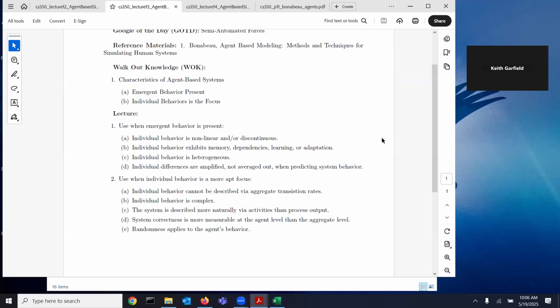System is described more naturally in terms of the activities of the process output. Again, if you have a system where you can describe the activities, in other words, do step 1, do step 2, do step 3, do step 4, that's an argument that you want to have an agent-based system, because that's the thing that's going to do those steps. Individual behavior is complex. Again, that's an argument for agent-based systems. It's all coming back to me now.